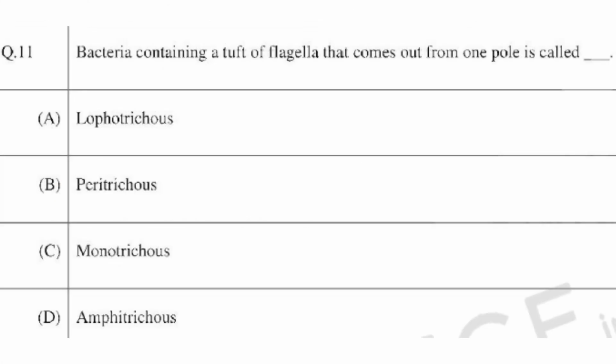Bacteria containing a tuft of flagella that comes out from one pole is called. So they have asked a tuft of flagella at one pole. It is called lophotrichous. Answer is option A. What is peritrichous? Peritrichous means flagella all over the surface. Monotrichous, single flagellum at one end. Amphitrichous, flagella at both the poles.